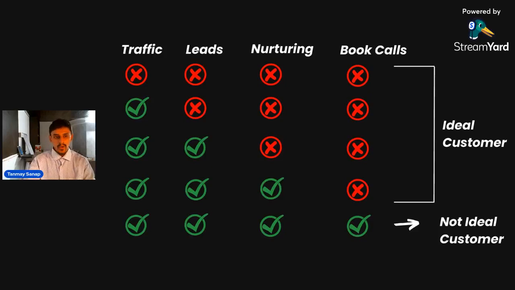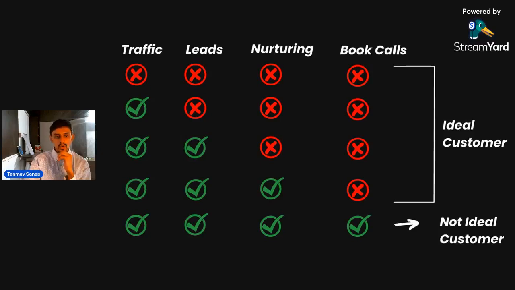So if someone knows how to generate traffic and how to generate leads, but is not clear about nurturing and moving those leads to book calls, then he is still a very good prospect for me, and I can help them get the end result. He is my ideal customer. Now again, these three areas are very good for my ideal customer. But the fourth line is not a very good area.